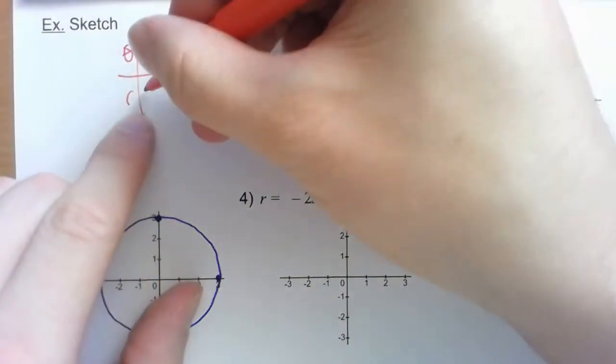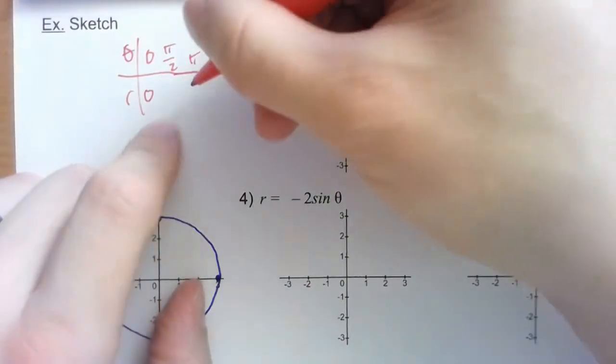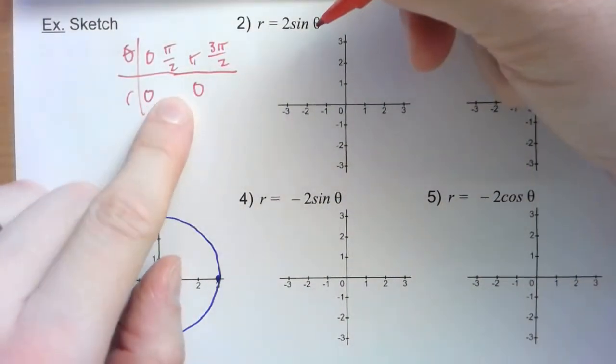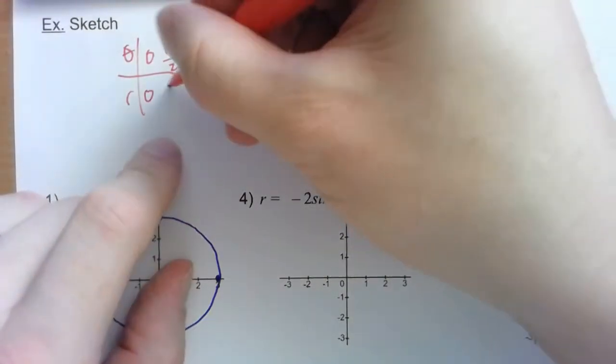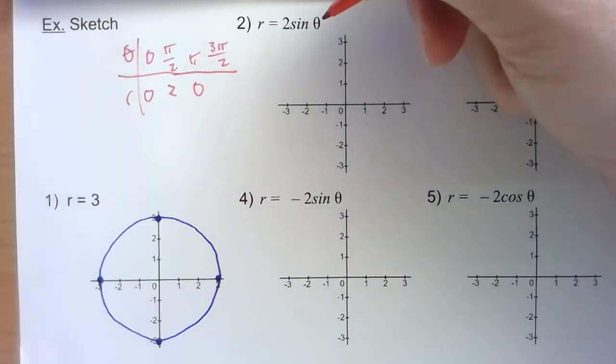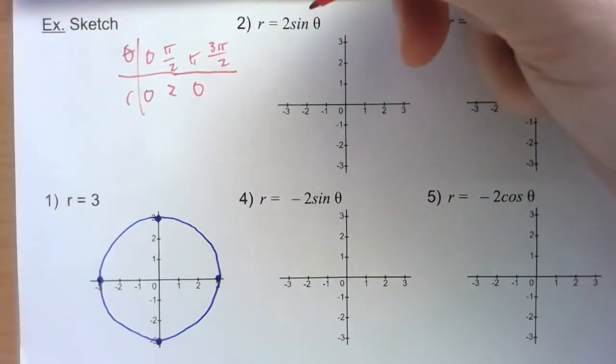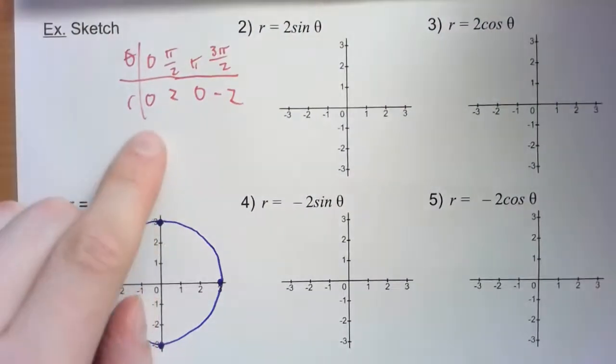So sine of 0 would be 0. Sine of pi would be 0. Sine of pi over 2 is 1. 2 times 1 is 2. Sine of 3 pi over 2 is negative 1. 2 times negative 1 is negative 2.